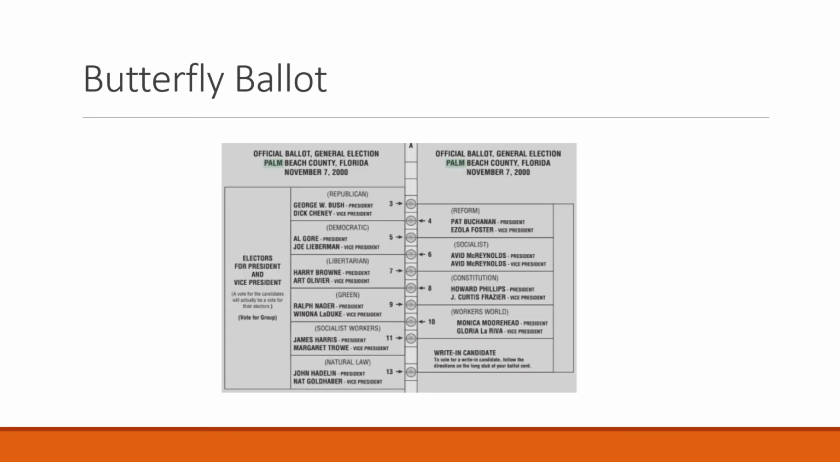Next, we'll be looking at the butterfly ballot that arguably changed the outcome of this election. The reason they used this ballot was for the elderly, so that they could better see with a bigger font. And the confusion came where, as you can see, George W. Bush indicated 3, Pat Buchanan number 4, and Al Gore number 5. The confusion came where people mistakenly voted for Pat Buchanan instead of Al Gore, choosing number 4 instead of number 5.